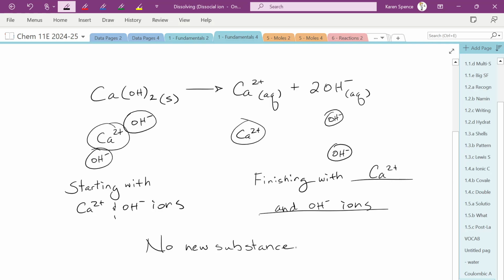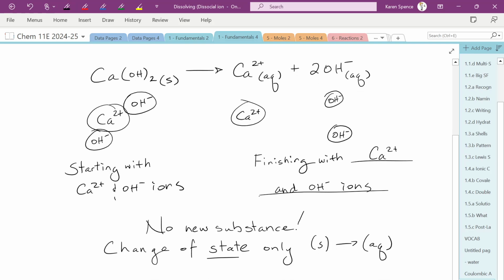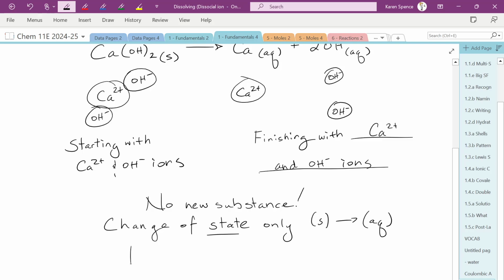So this is just a change of state. It has changed from solid to aqueous, and therefore it is a physical change. So we go from solid to aqueous. So that is a physical process.